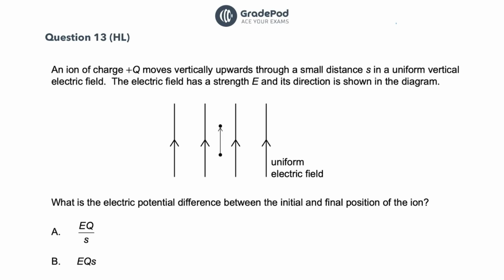Question 13. An ion of charge plus Q moves vertically upwards through a small distance S in a uniform vertical electric field. The electric field has a strength E and its direction is shown in the diagram. What is the electric potential difference between the initial and final position of the ion?